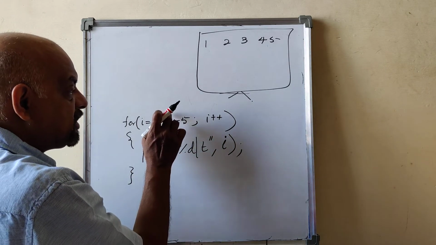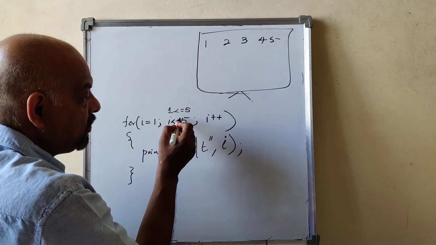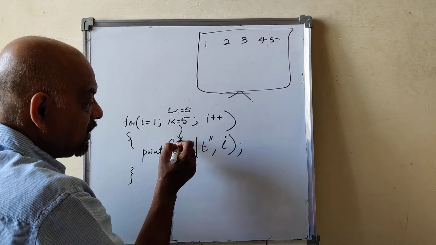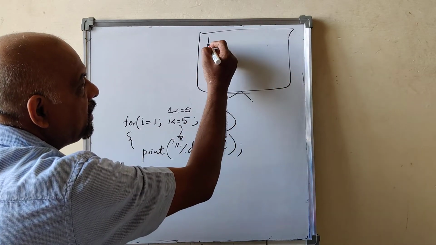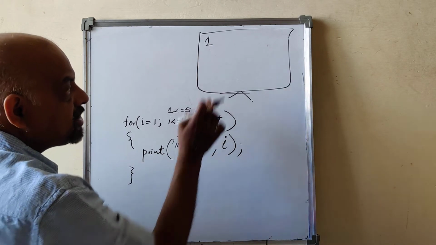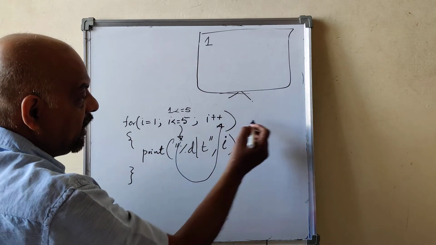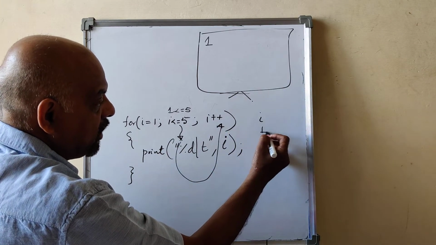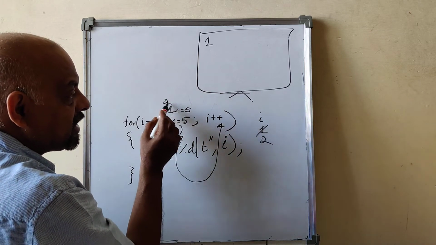Once it is initialized with the starting value, this will be compared with the final value. 1 less than or equal to 5 is true. So automatically 1 will be printed on the monitor. I value, integer format. Backslash t means a tab space. Again the I value is updated. I is what? Incremented by 1. Now it becomes 2. Again the condition is checked.